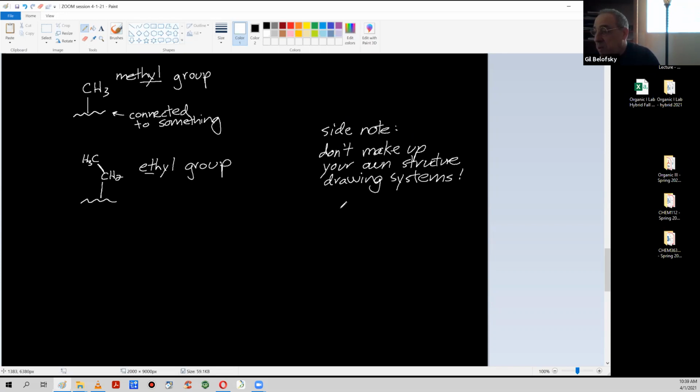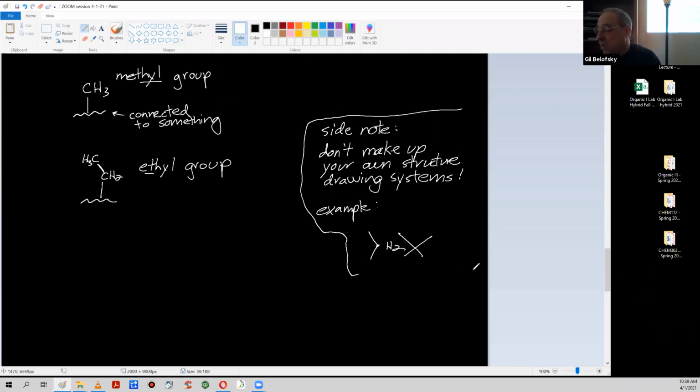For example, some people would do this. You know, like, oh, there's a carbon here, H2, like floating off next to it. I've seen all kinds of stuff. So, okay, I don't need to go too far into that right now.